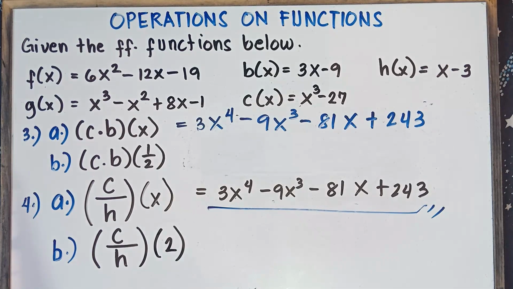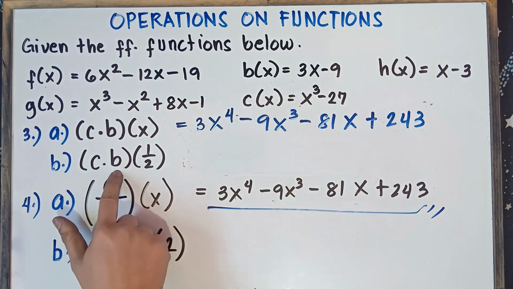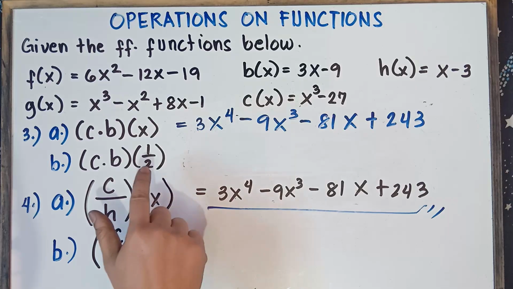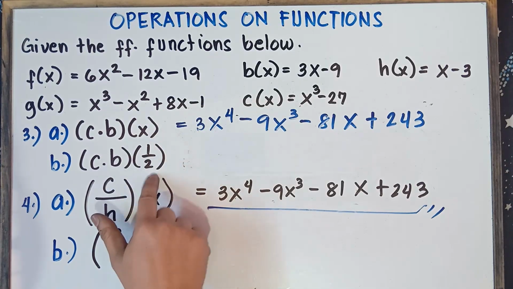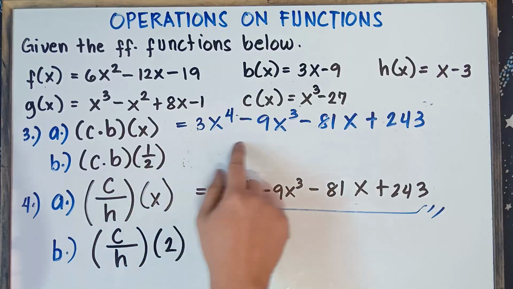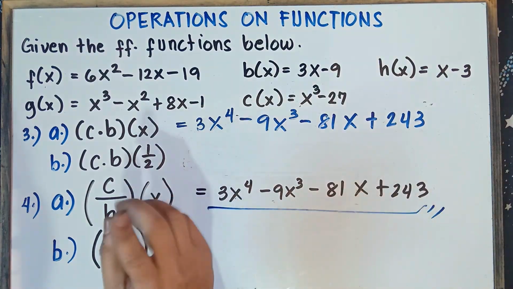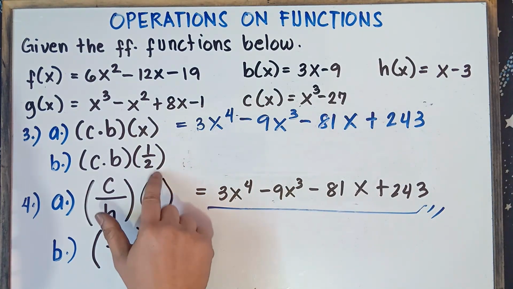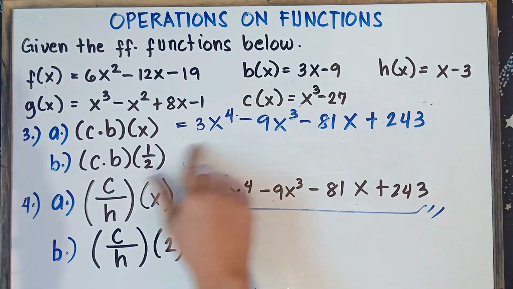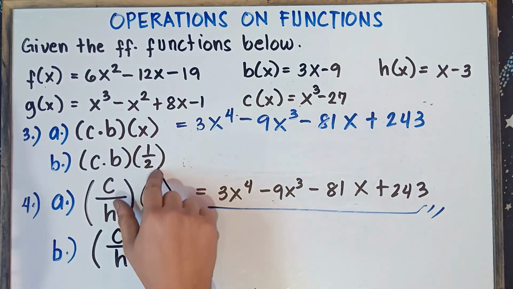Now for letter B, C multiplied by B of 1/2. So the given x, that would be 1/2. So therefore, class, we need to substitute the value of x that would be equal to 1/2. We already have the answer, class, when we multiply C of x and B of x. The answer is this one. Now we have given value of x that would be 1/2. We need to substitute 1/2 in this given polynomial.